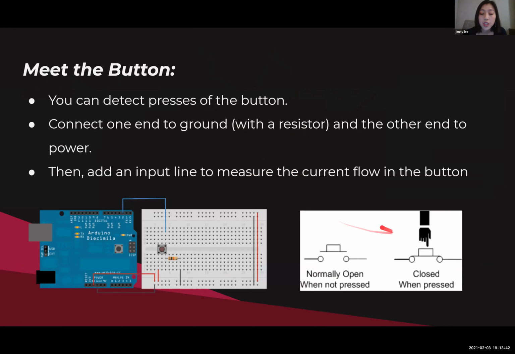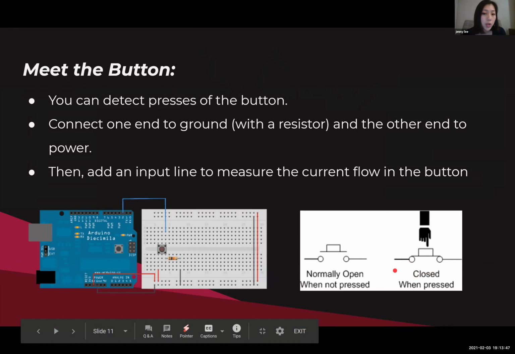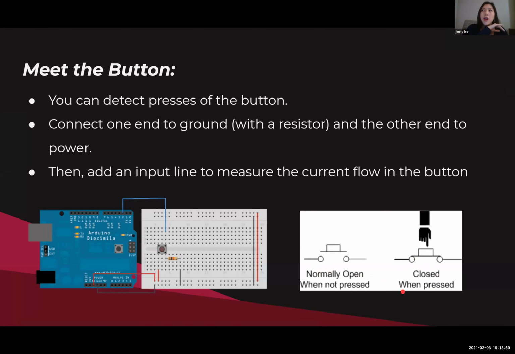Then you can add an input line to measure the current flow in the button. So basically, if you press the button, you're completing the circuit. If you don't press the button, the circuit is floating. So if you're trying to measure the voltage difference across the button when you press it, that's going to be a digital 0 because you're completing the circuit. All of the power from the voltage source is going straight to ground.